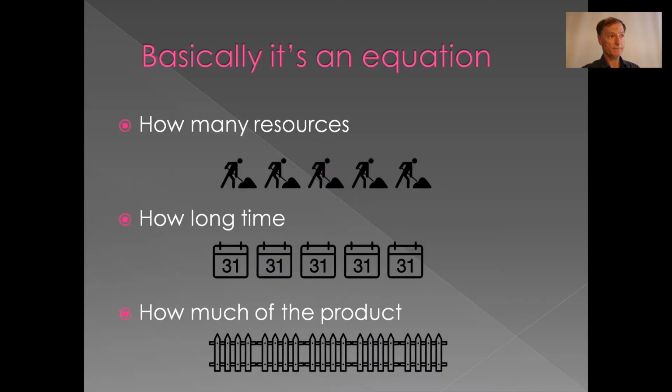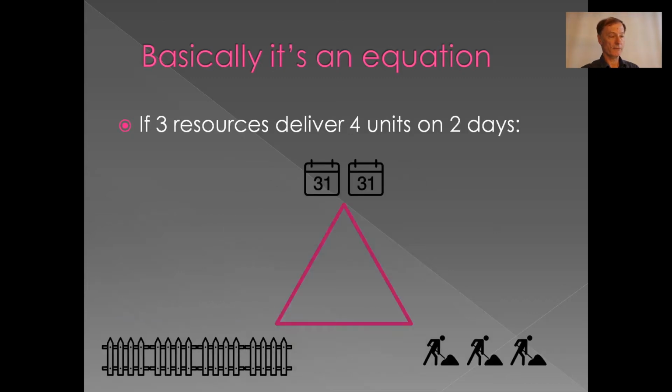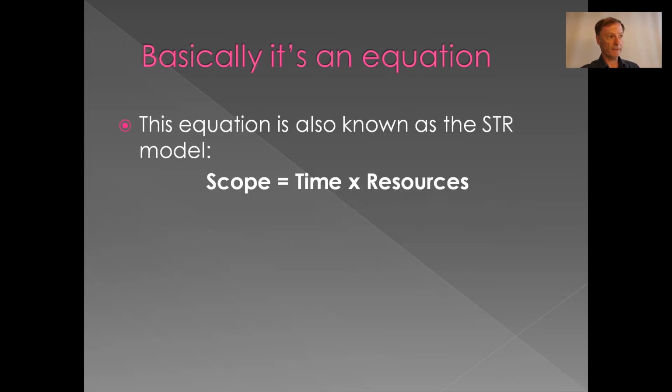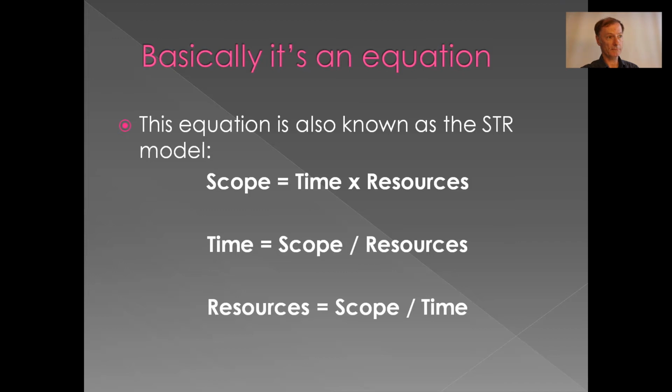Basically, it's an equation: how many resources, how long time, how much of the product. If 3 resources deliver 4 units of work in 2 days, you can calculate any of the 3. This equation is also known as the HTR model: scope, time, resources. So, scope is time times resources, which means that time equals scope divided by resources, and resources equals scope divided by time. So, when you know one, you can calculate the others.